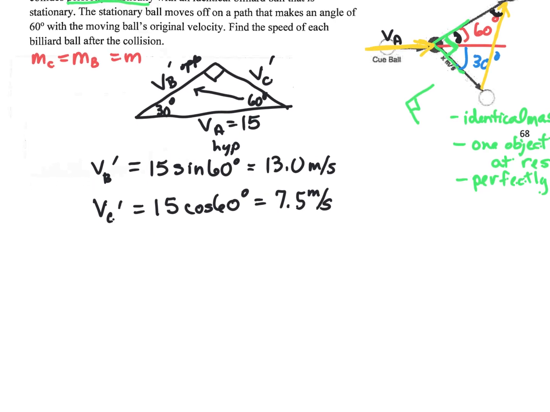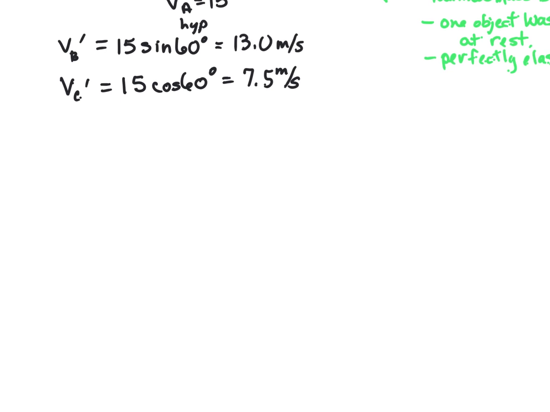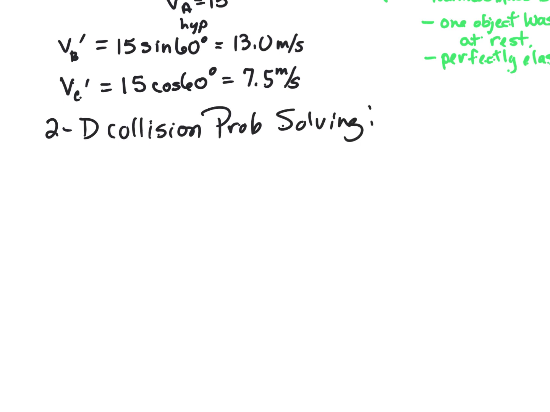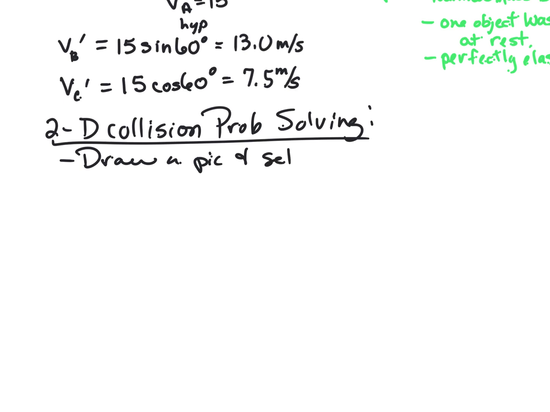Let's wrap up what we know here. So if we have a two-dimensional collision, problem solving. What do we know here? First thing is we need to draw a picture so we can conceptualize what it's doing, see what it's doing, draw a picture, and set up a coordinate system. Right? All right, then we need to categorize it.